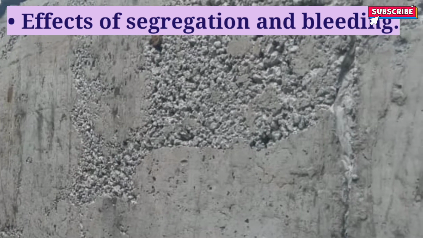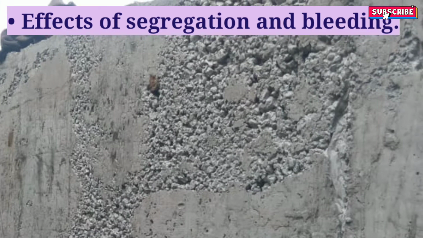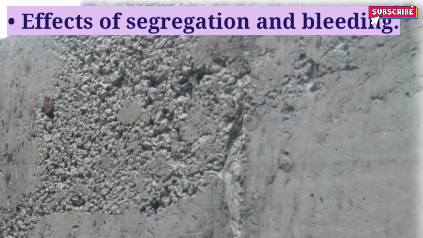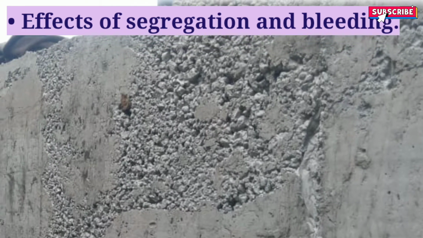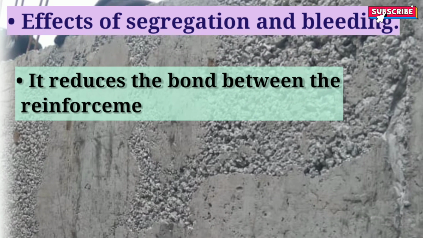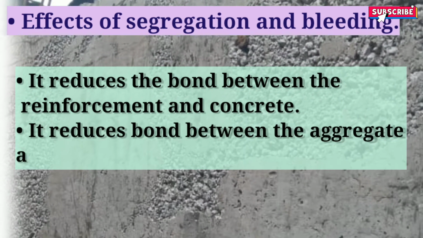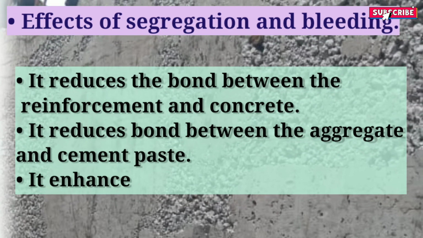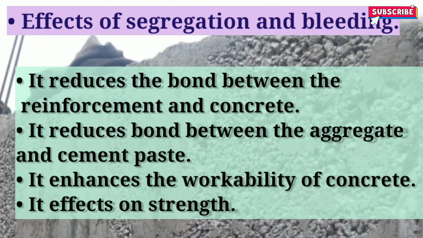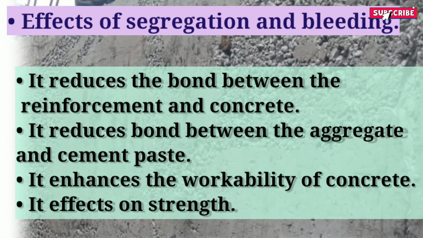Now let's see the effect of segregation and bleeding. What is the effect of segregation and bleeding in concrete? There are different effects of segregation and bleeding on concrete, like it reduces the bond between the reinforcement and concrete, and it reduces the bond between the aggregate and cement paste. It enhances the workability of concrete and it affects strength also.